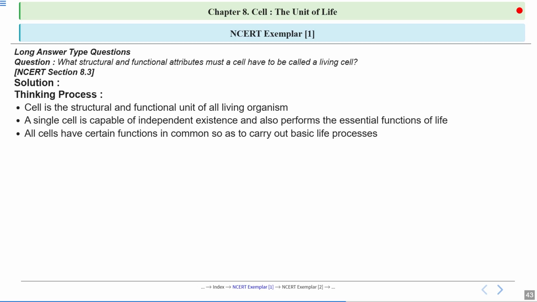Now, all cells have certain functions in common so as to carry out the basic life processes, such as respiration and excretion. But the differential distribution of the organelles gives cells distinct characteristics. Means the organelles, the cells and the tissues perform specialized functions.